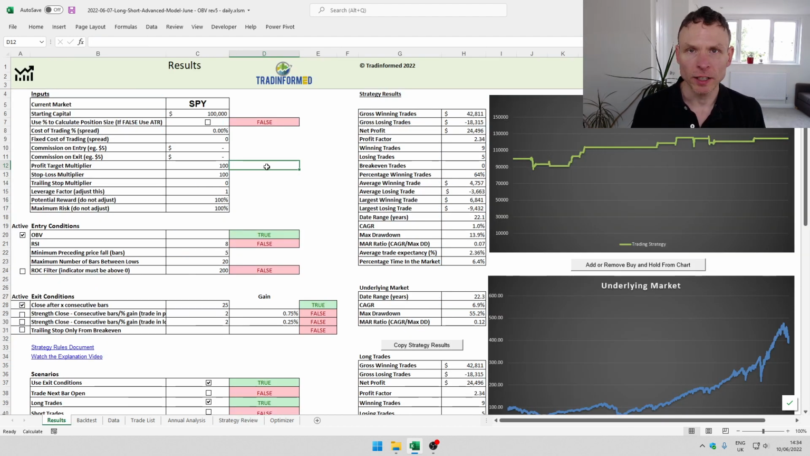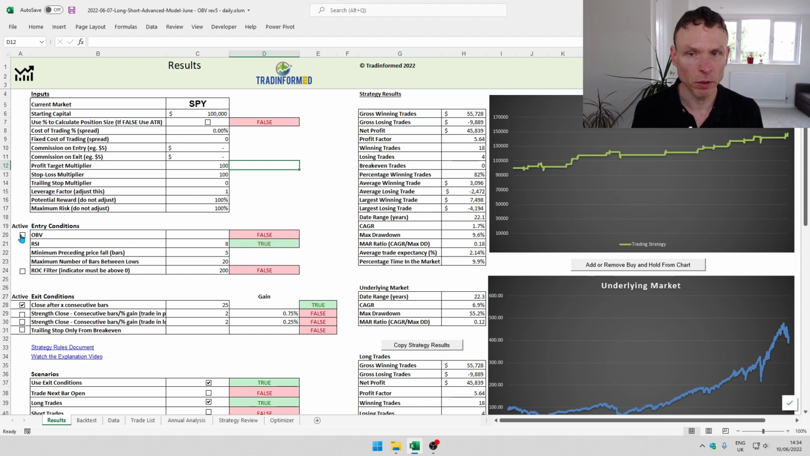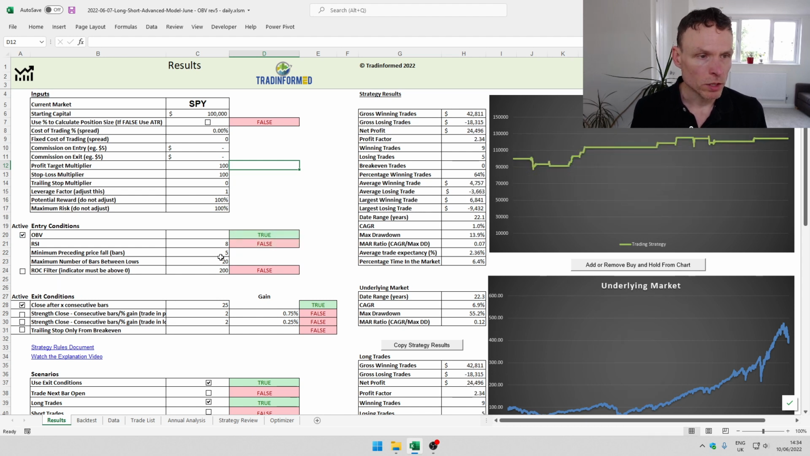I said earlier in the video that I was going to look at OBV, and that is what is showing on the screen now. In fact, you can flick between RSI and OBV just using this checkbox here. So the biggest problem I found with OBV is we are getting fewer trades. In fact, we're getting pretty decent results for the small number of trades that we're showing here.